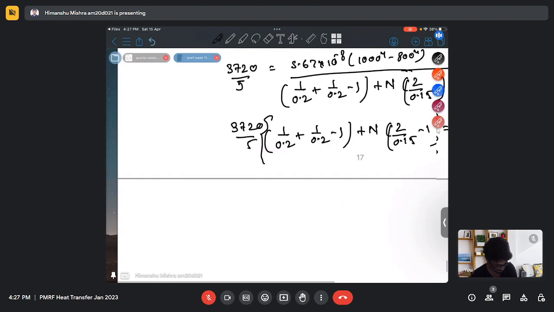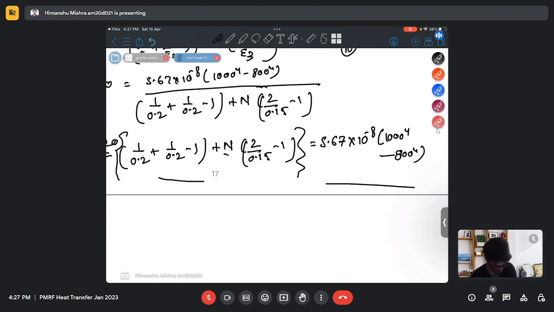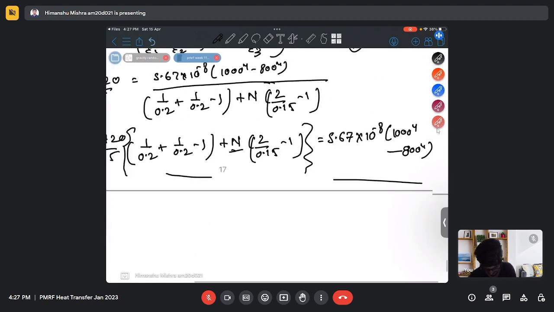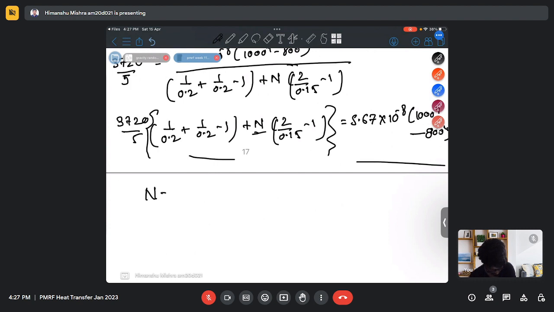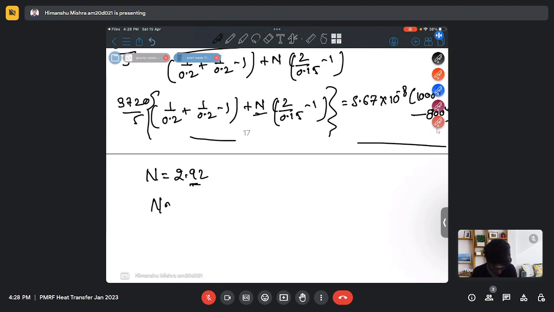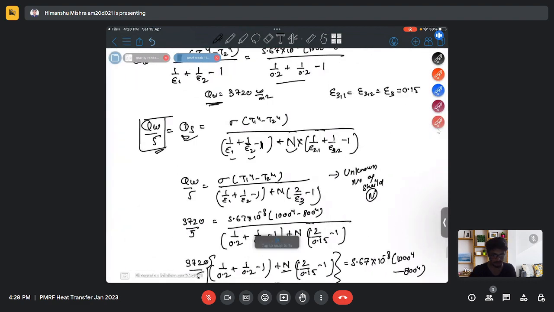So on solving this expression for n, we will get n as 2.92. The n should be an integer, not a decimal number, so we will approximate n as 3. So we require 3 radiation shields to reduce the heat transfer by 1/5.